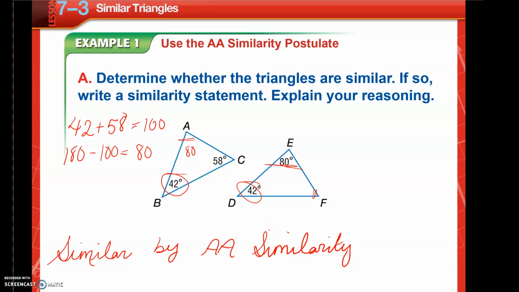And then it asks us to write a similarity statement. And a similarity statement would be triangle ABC, then our similar sign, triangle E. I have to do E first because E is equal to A. And then I did B. B is equal to D and F.